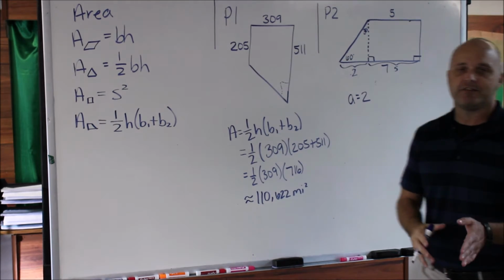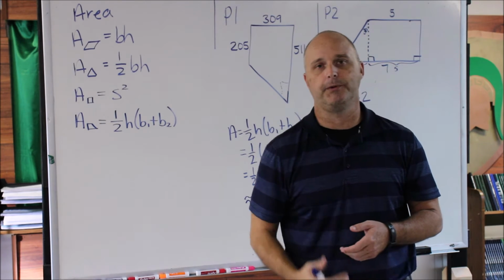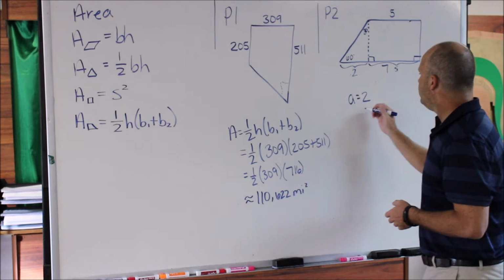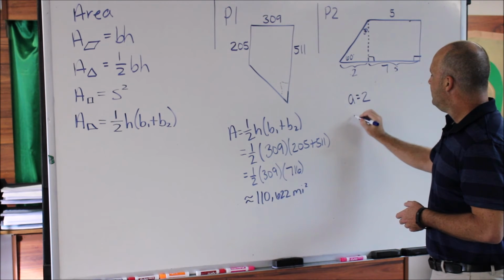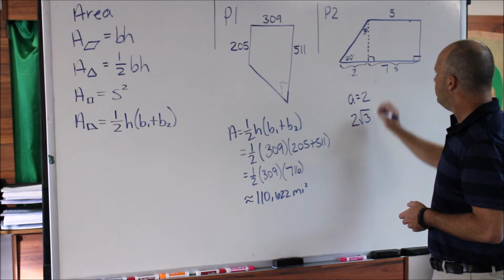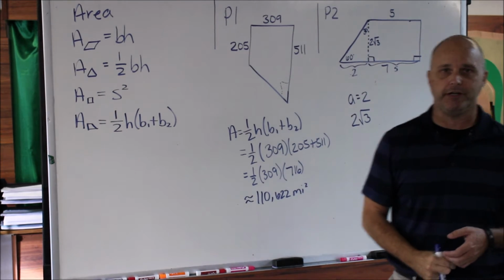So remember that the side that is across from 60, the proportion for it is always going to be a square root of 3. So this is going to be 2 square root of 3. So that's what we're going to put in for our solution right there, 2 square root of 3 for that height.